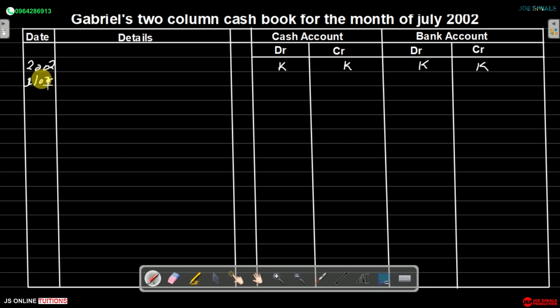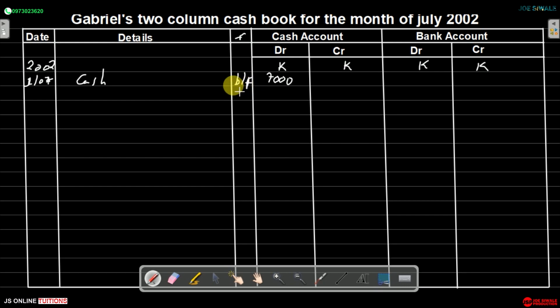So on the 1st of July, we have cash, and cash showed a debit balance which is 7,000. So we're going to record 7,000 on the debit side. And we know that this is balance brought forward. So in our folio section there, we're going to say balance brought forward.